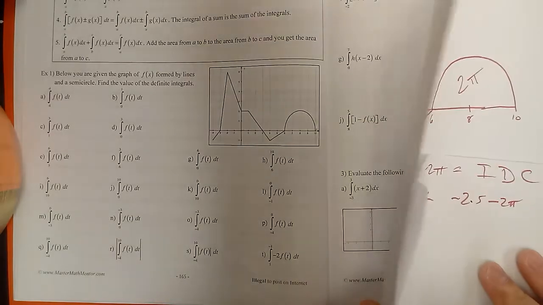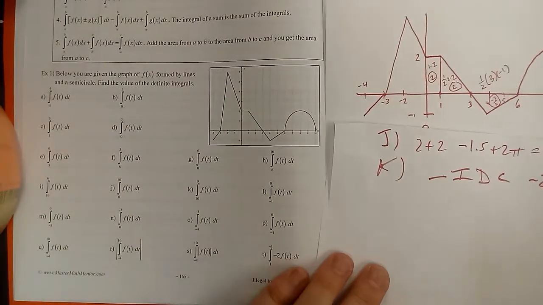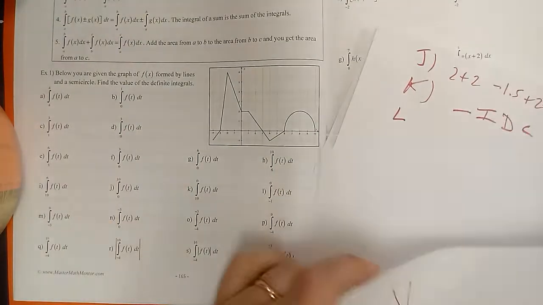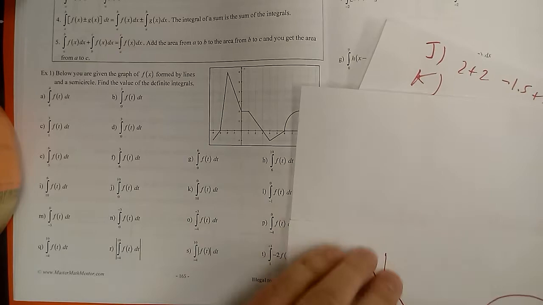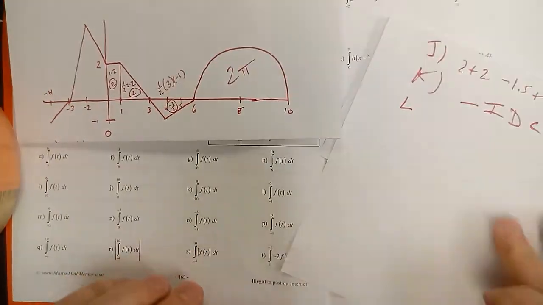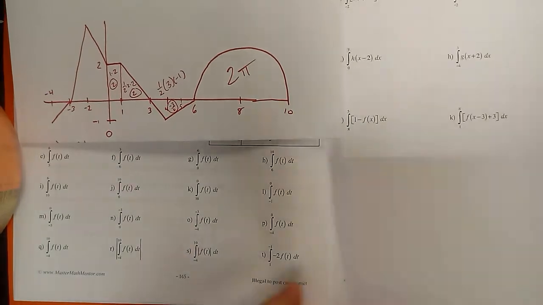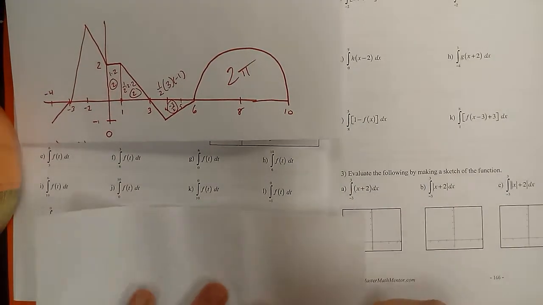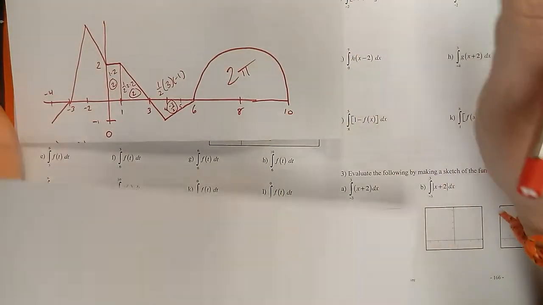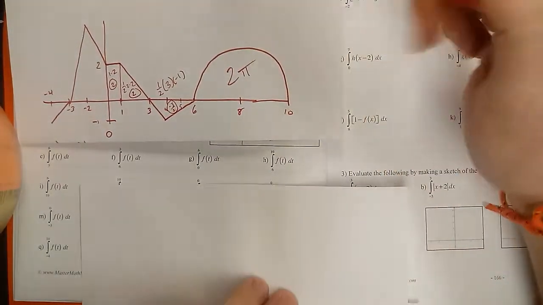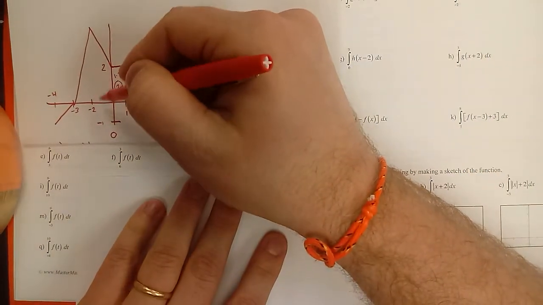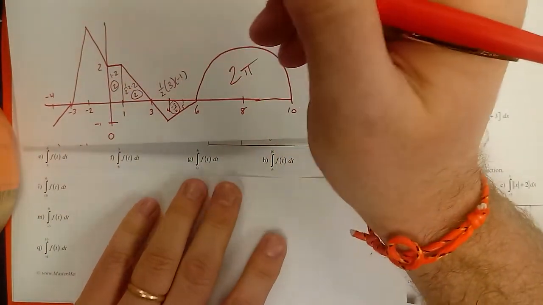Let's see. L says, take the integral from -1 to 0. All right, this one gets a little bit more challenging because I'm supposed to figure out, it's like a trapezoid here. That's kind of tricky.